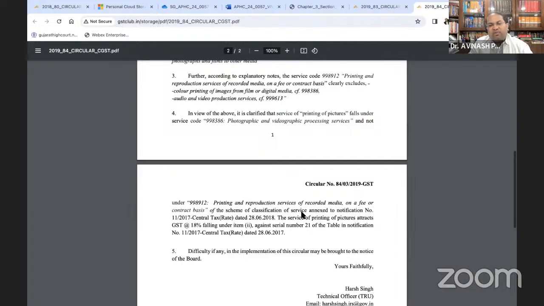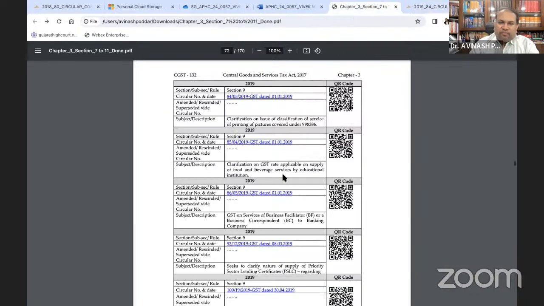The service of printing of pictures attracts 18%, falling under item 2 against serial number 21 of the table in Notification 11 of 2017 dated 28 June 2017. So therefore, printing of pictures will fall into 998386, which is attracting 18% rate, and not 998912, which is attracting 12%.